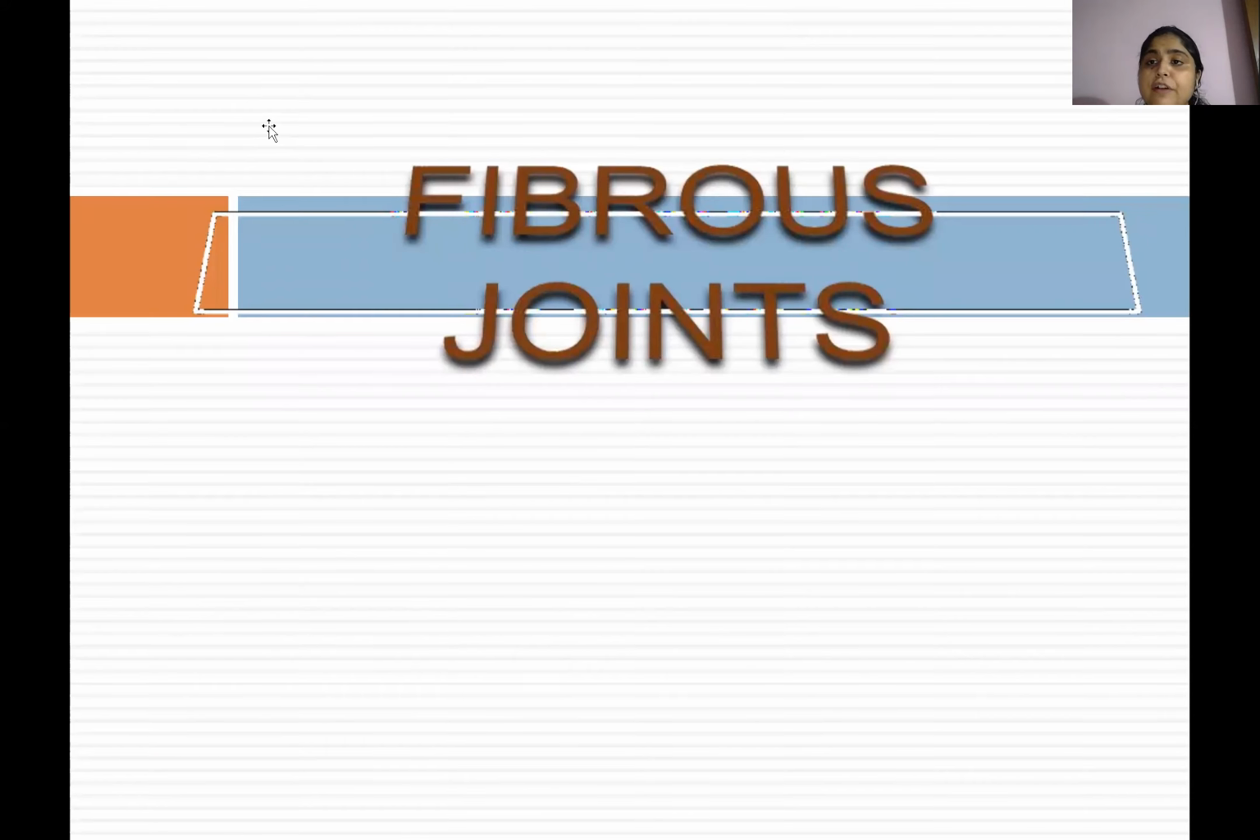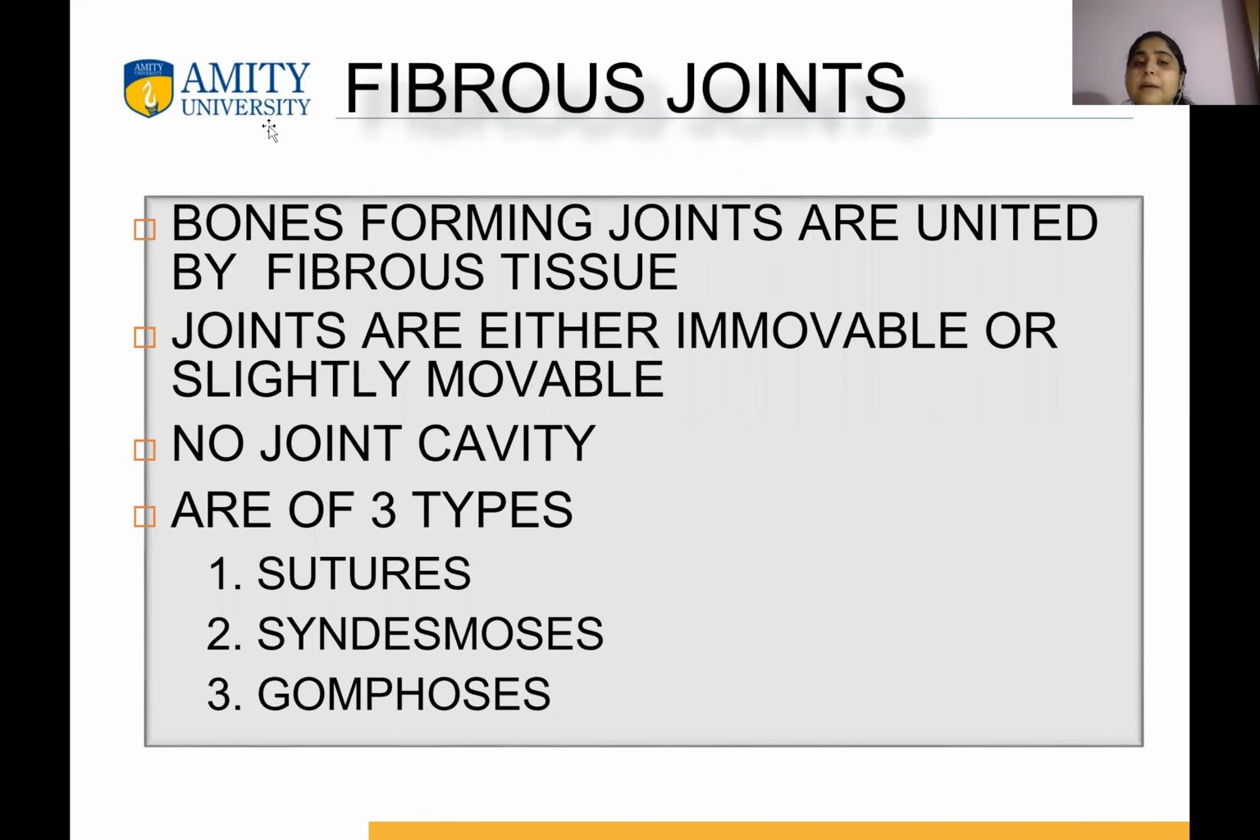Now talking about the fibrous joints. These are bones forming joints that are united by fibrous tissue. Joints are either immovable or slightly movable. There is no joint cavity. There are three types: sutures, syndesmoses, and gomphoses.